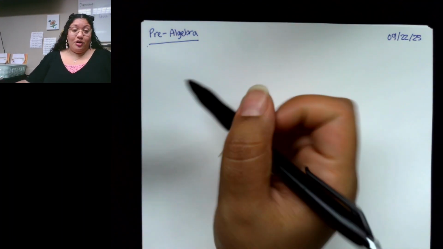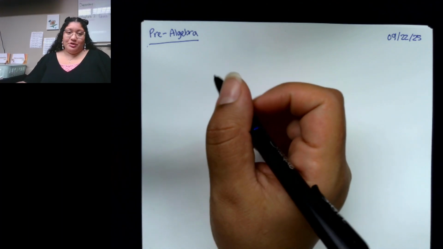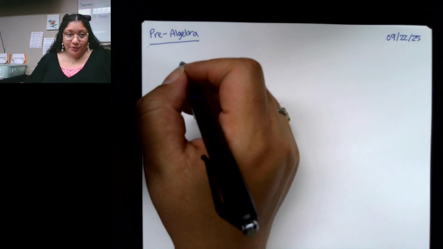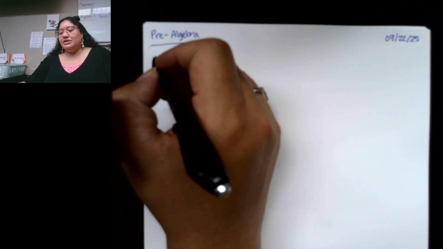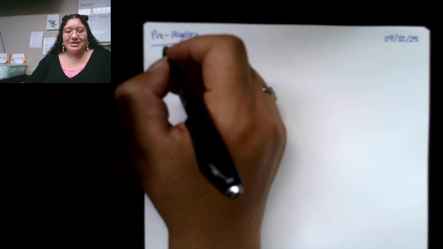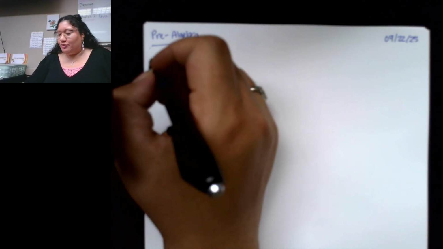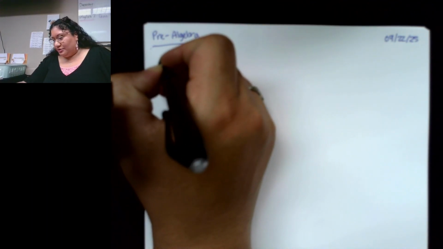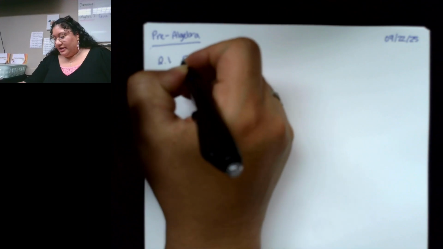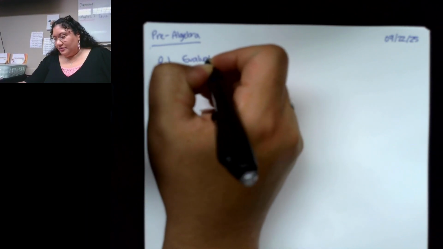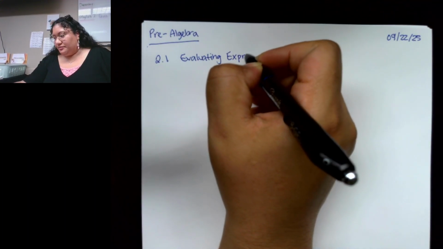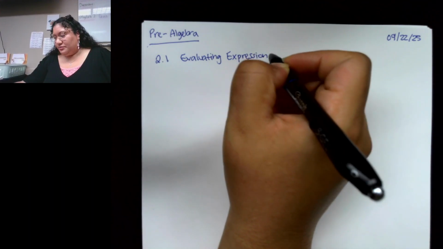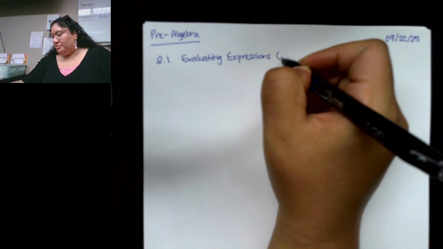So let us begin a whole new chapter. So we're in chapter 2. Yay! So we do not have bell work, as you saw, and we are starting a new lesson. Even though you did have homework, it was on previous things. I hope you're all cool with me just moving forward. So we are starting 2.1, evaluating expressions. We are on page 65.